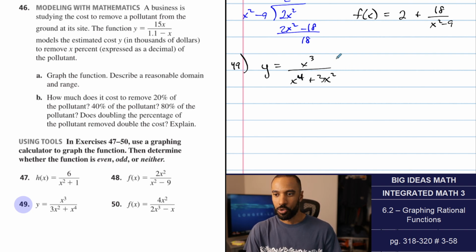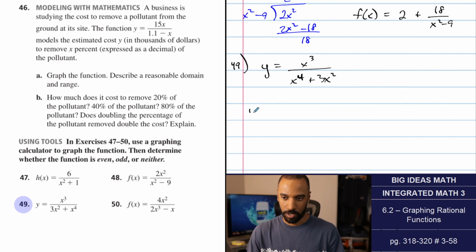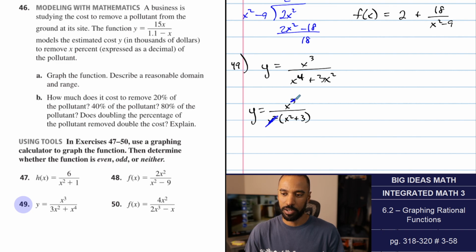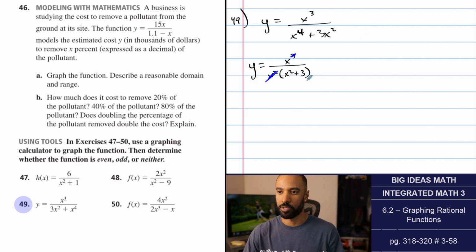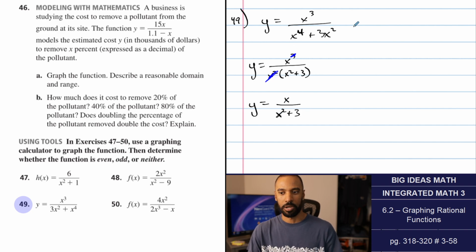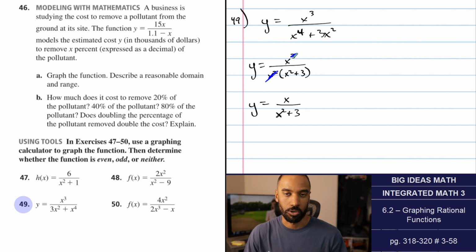This one is something new that you haven't learned before. So this is where I have a common factor of x squared on the bottom. And then I'm left with x squared plus 3. I can now divide out a whole x squared from here and 2 x's from there, and I'm left with x over x squared plus 3. But, and this is the same graph as this one would have been, but with one exception. There is a hole in my graph.